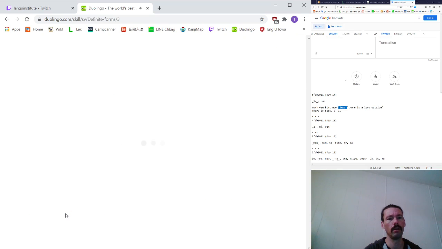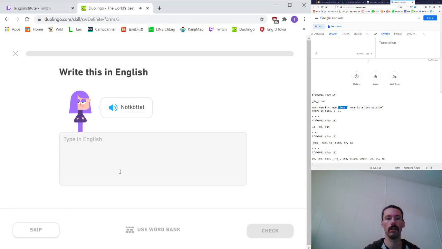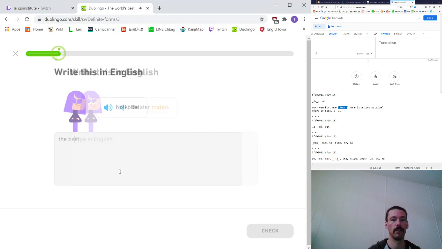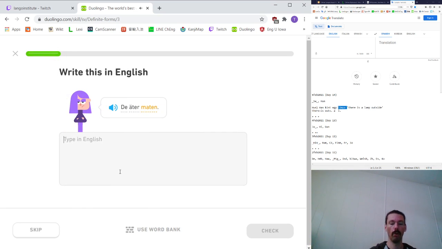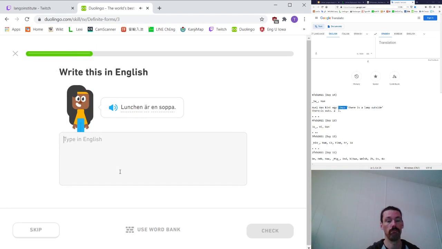And let's do another, and maybe Nötköttet, the beef. De äter maten. Dom, and this one's really interesting. It's written D-E, but we pronounce an M always. They eat the food. Lunchen är en soppa. Lunch, definite, is a soup.